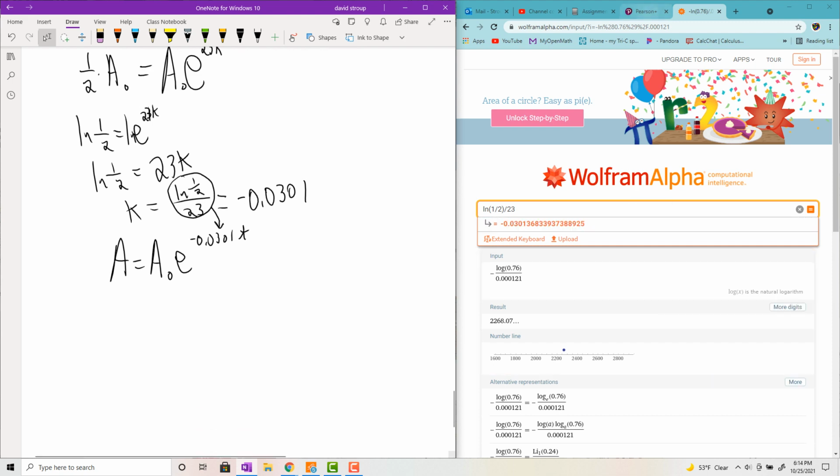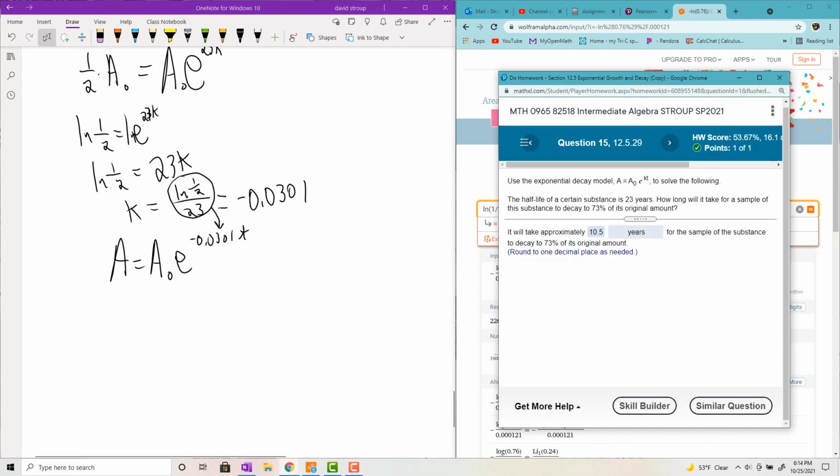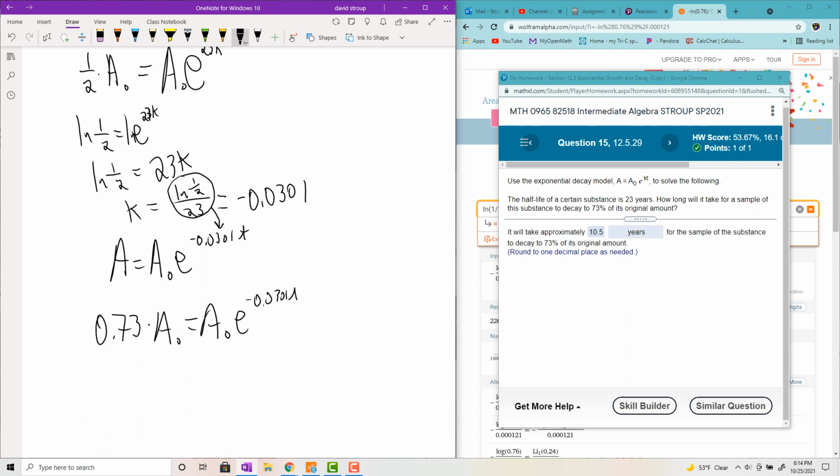Anyways, what do we want to do now? We want to solve how long it takes for a certain amount of it to go away. We only want 73% of the original amount left. So you multiply 0.73 times a sub 0 equals a sub 0 e to the negative 0.0301 t. Divide both sides by a sub 0. 0.73 equals e to negative 0.0301 t.